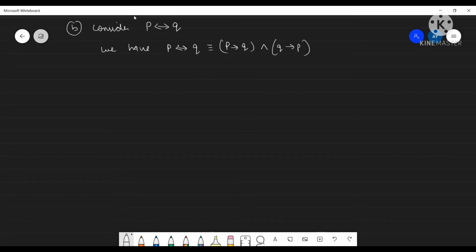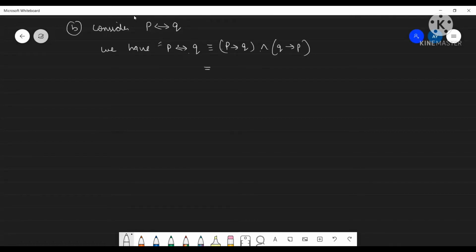Now consider part B, where we are talking about the biconditional. Consider P is biconditional to Q. So what is biconditional? P is biconditional to Q is logically equivalent to P implies Q and Q implies P. That is the formula of logical equivalence. Whenever P is biconditional to Q, we have P implies Q and Q implies P.